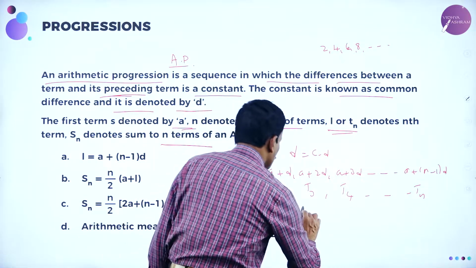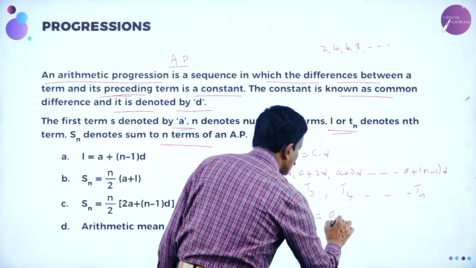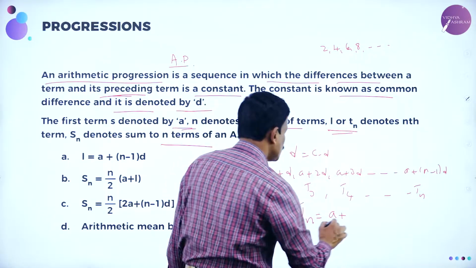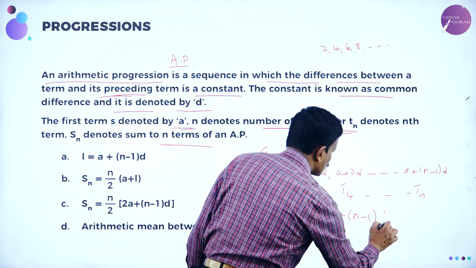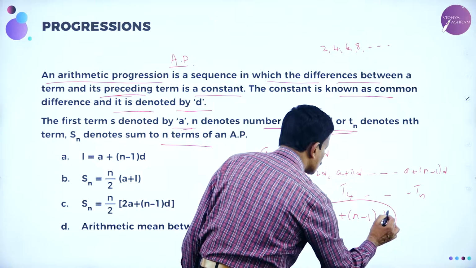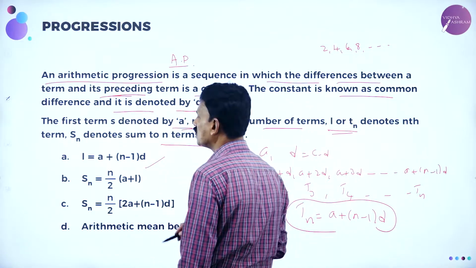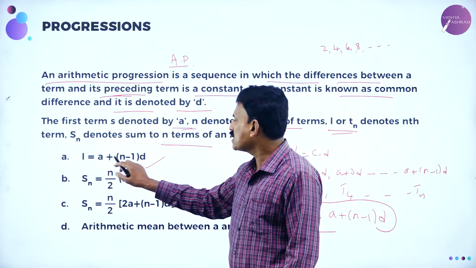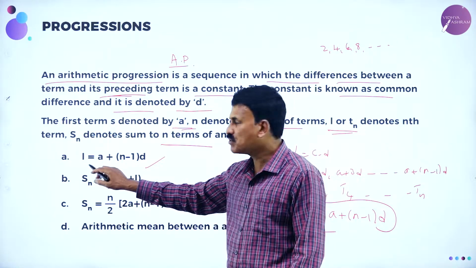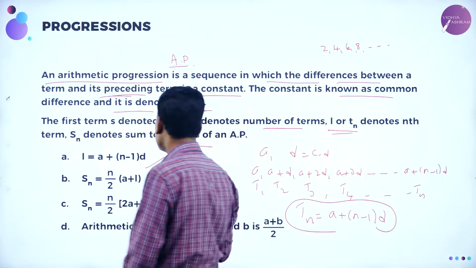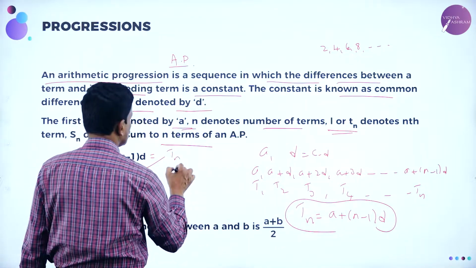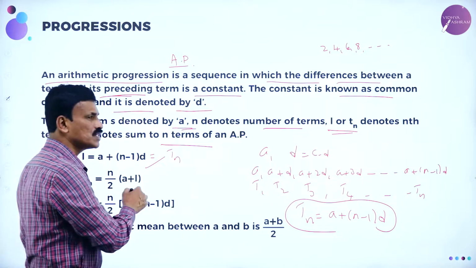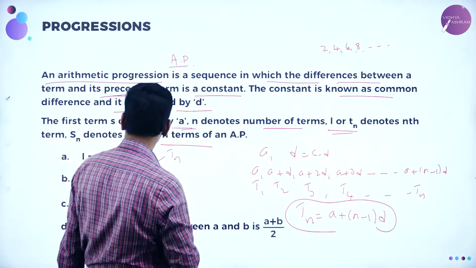Therefore, the nth term of an arithmetic progression is given by Tn is equal to A plus n minus 1 into D. This can also be denoted as Tn, or as L, the last term. The nth term is A plus n minus 1 into D.